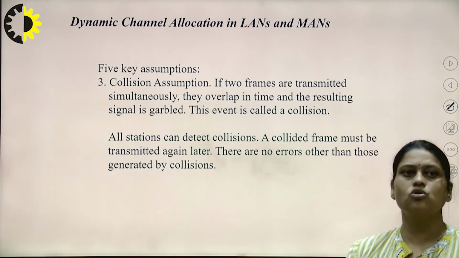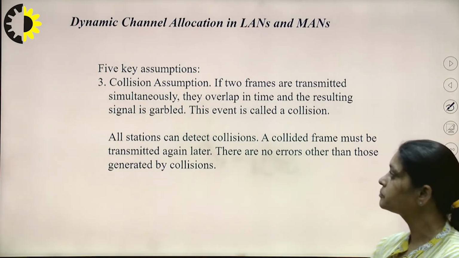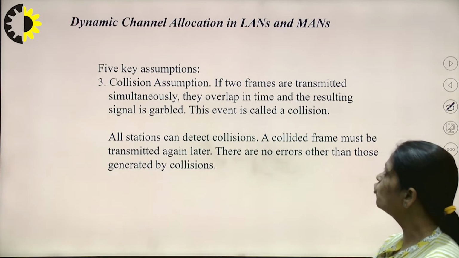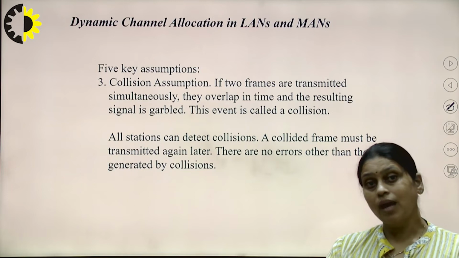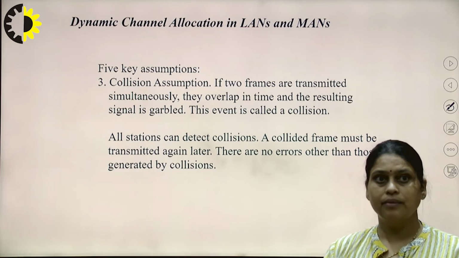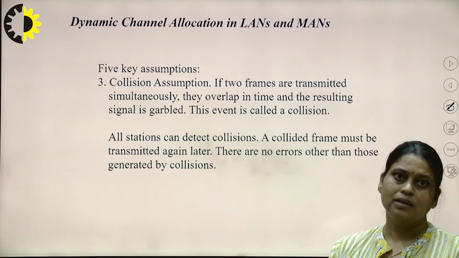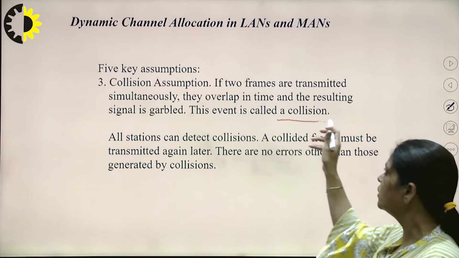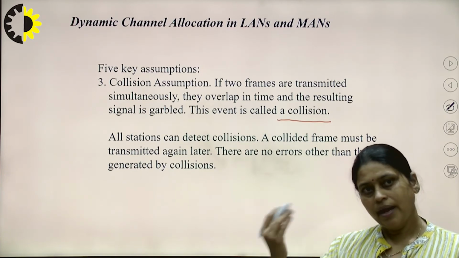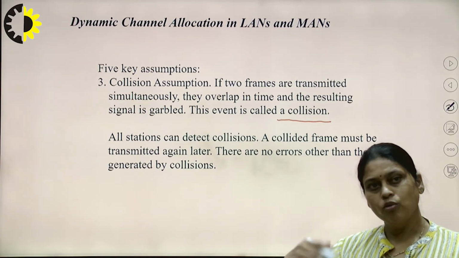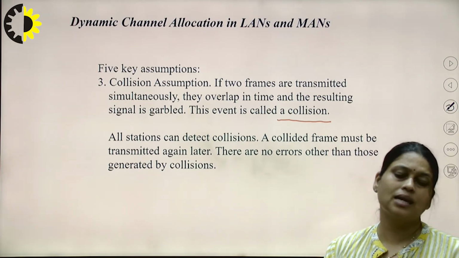This is also a major concern in dynamic channel allocation. What is this? If two frames are transmitted simultaneously and they overlap in time, the resulting signal is garbled. This event is called a collision. So if we have a single channel and two or more frames are routed through this single channel.